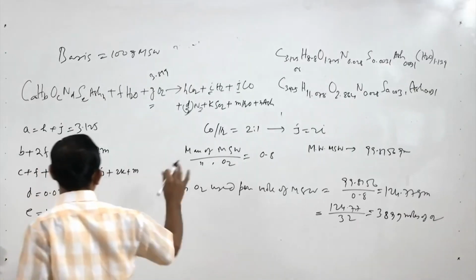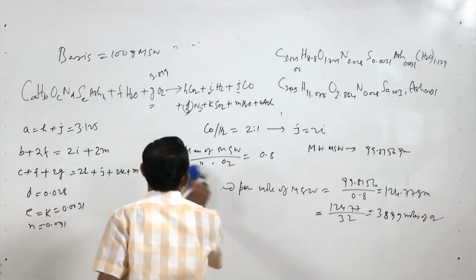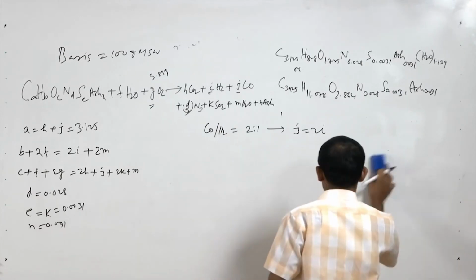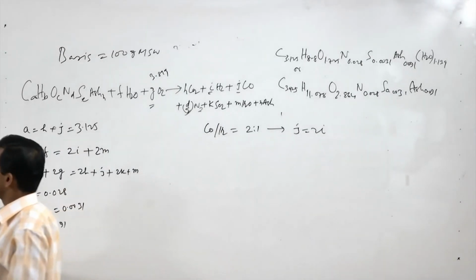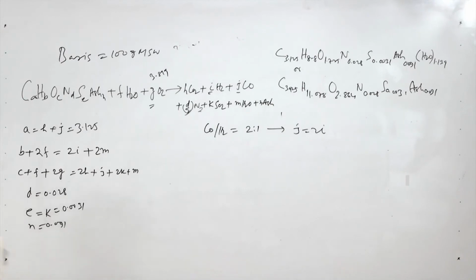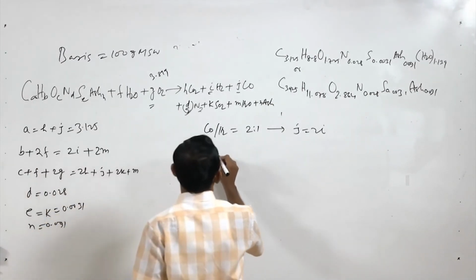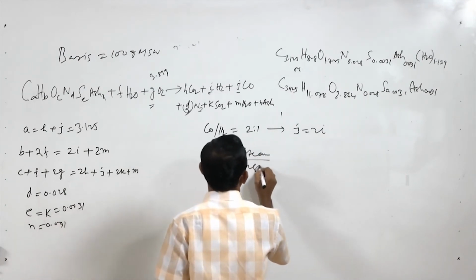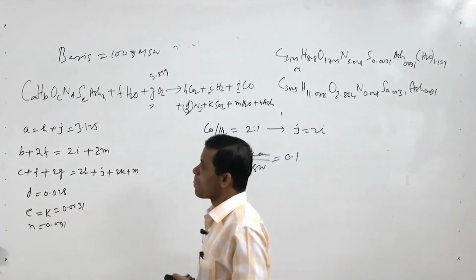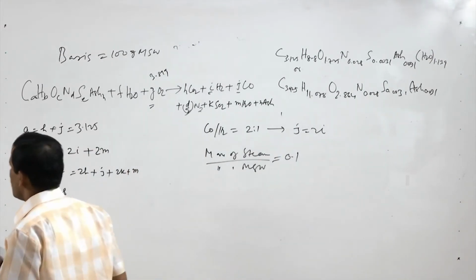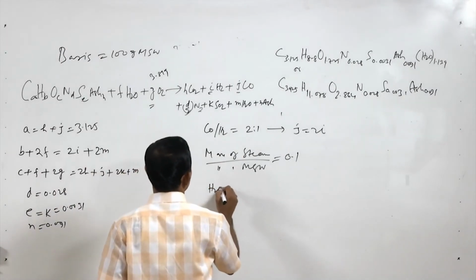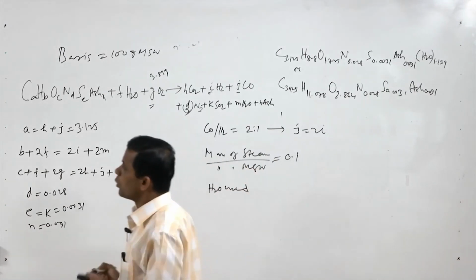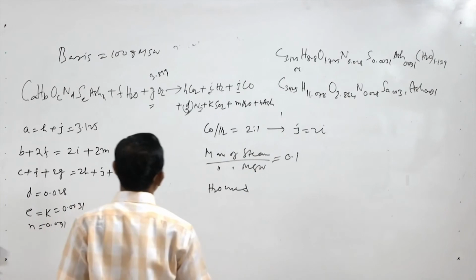and we have got some mathematical expression also. Now, another information is given, that is the steam and MSW ratio. So, mass of steam by mass of MSW is equal to 0.1. So, H2O or steam used during gasification is equal to how much?